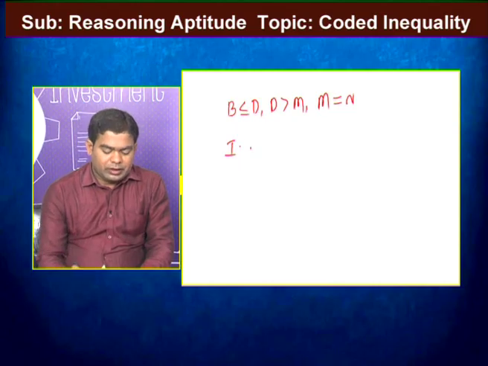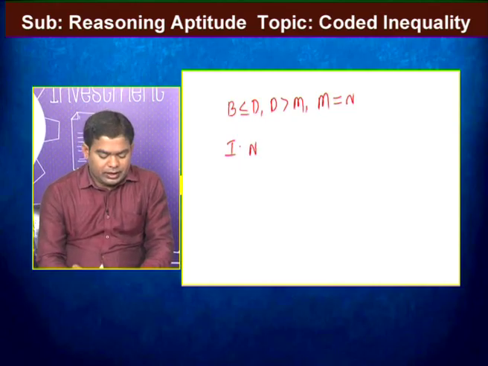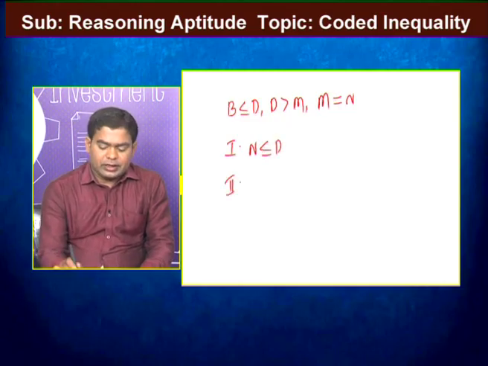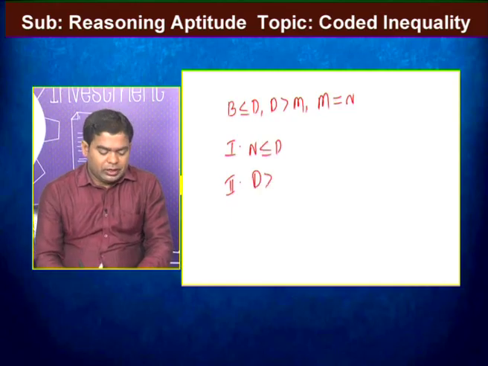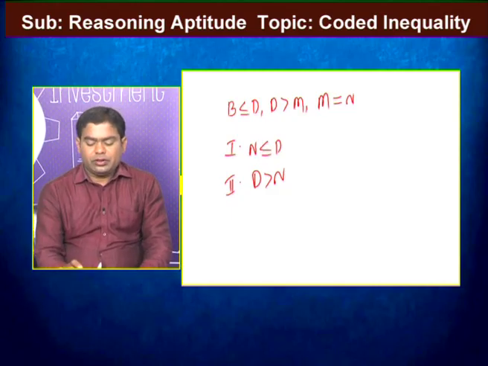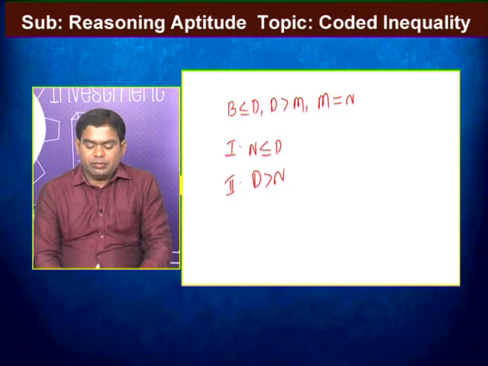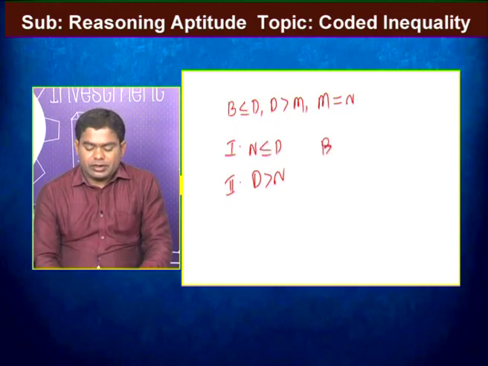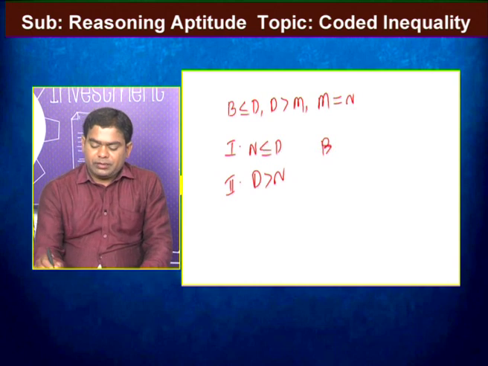So conclusion 1 is N @ D. @ denotes not greater than, that means less than or equal to D. Conclusion 2 is D $ N. Here $ denotes greater than N. So conclusion 1 and conclusion 2 contain the same terms, but one conclusion contains less than or equal to, another contains greater than. So first of all we verify the relation between B and D in the combined statement.